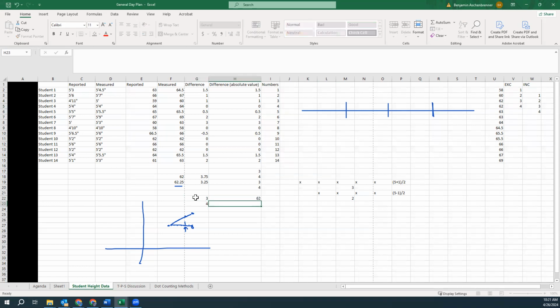And the fourth data point is 63. And now I do have a little bit of work to do. The difference between 62 and 63 is obviously 1.